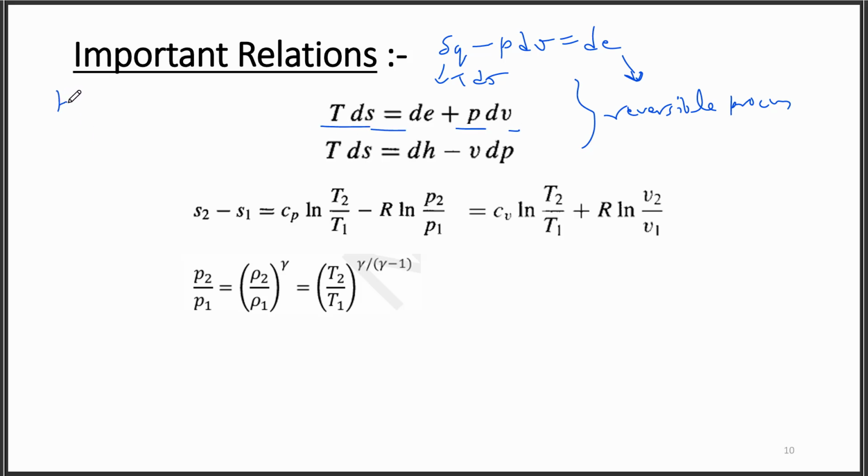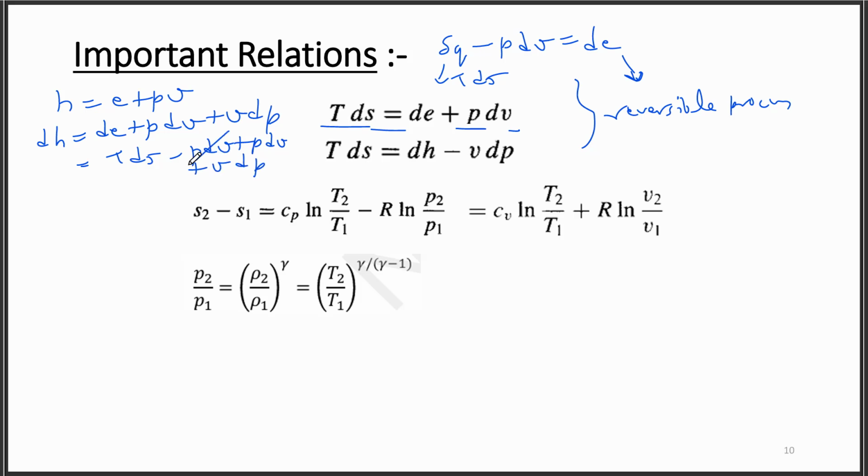Now H equals E plus PV. So dH will be equal to dE plus PdV plus VdP. And dE, from this, we can find: TdS minus PdV plus PdV plus VdP. So these will cancel, and VdP we can take to that side. So TdS will be equal to dH minus VdP.